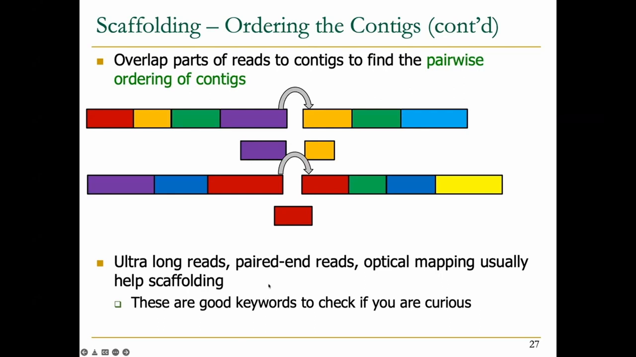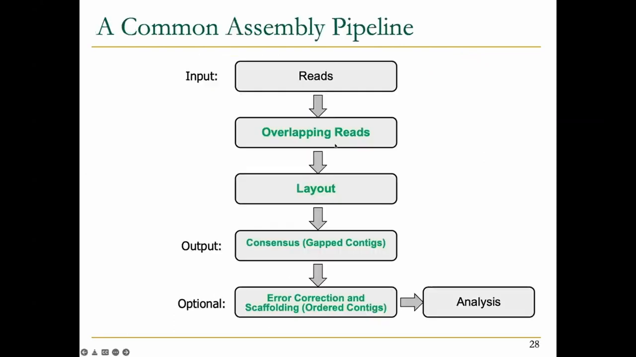Optical mapping is used. Optical mapping is an accurate approach if you want to identify certain k-mers in the genome. So for example, you identify the k-mer here, here, here, and here, and then you say that, okay, since these k-mers are consecutively appearing here and here and here, maybe these two contigs are next to each other so that I can order them. But I'm not going to talk about them in detail. These are good keywords for you to check if you are curious, for learning more about scaffolding and further analysis.